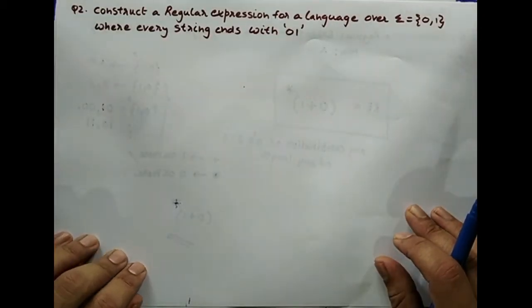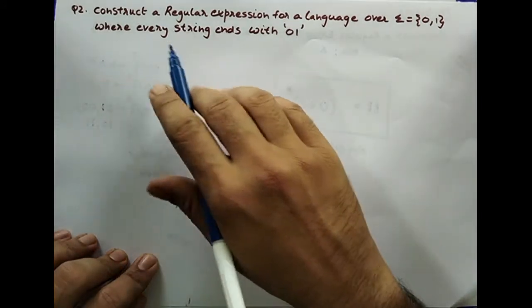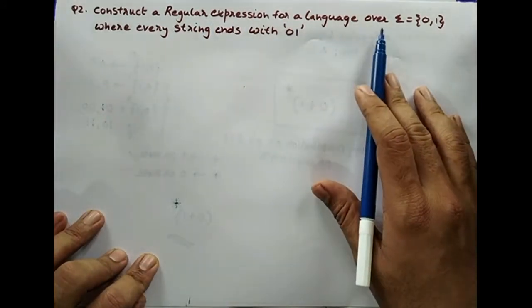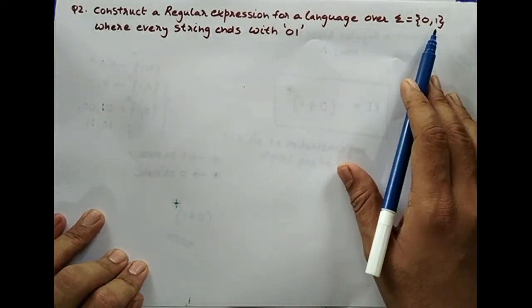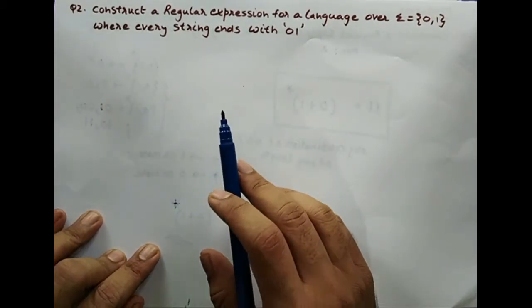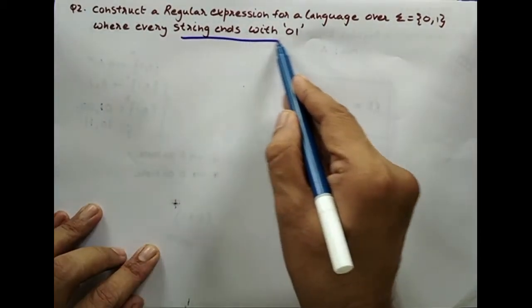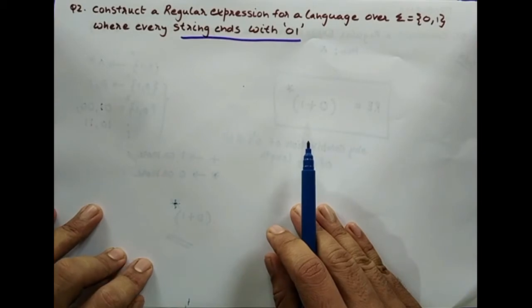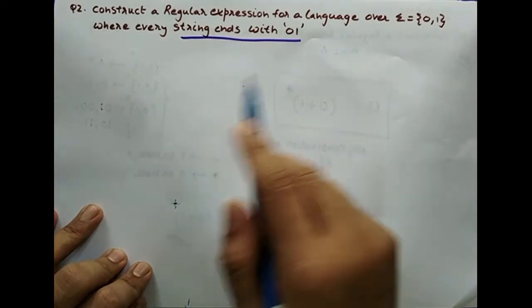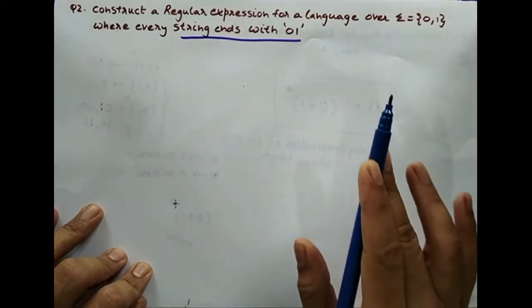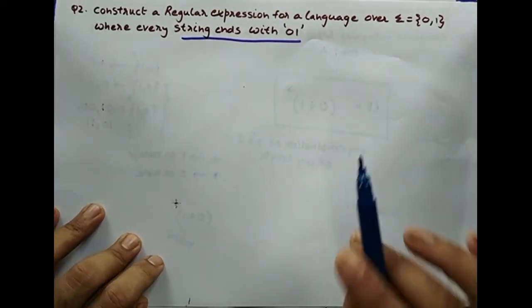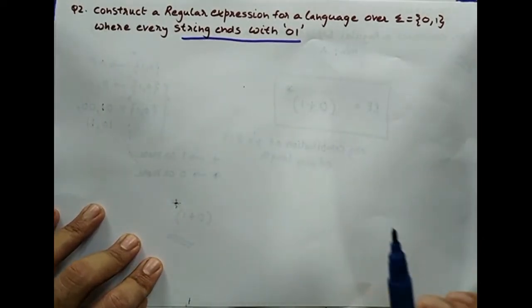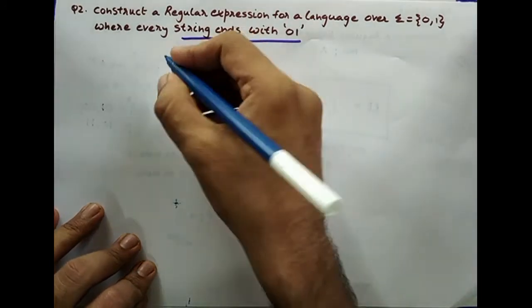In the second question, we are going to construct a regular expression for a language over sigma equal to {0, 1}. The constraint imposed on this language is that every string should end with 01. So what is the constraint that is imposed? The constraint is imposed only on the last part of the string.